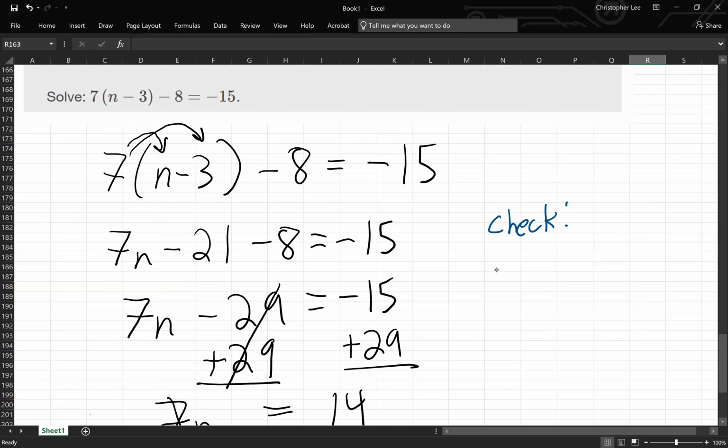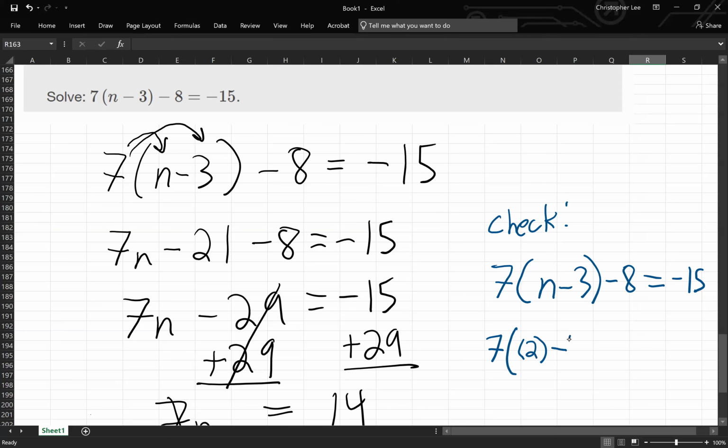You take the original equation. So we got 7 times n minus 3, minus 8 equals negative 15, right? And then what you do is you take the answer that you got and you plug it in and verify that it works. So this is how you would do that. Let's say 7 times 2 minus 3, minus 8. Now we said our answer was 2, but I don't know. Does that actually work? So I put a question mark. I'm not sure. Does that actually equal negative 15? Let's try it out.